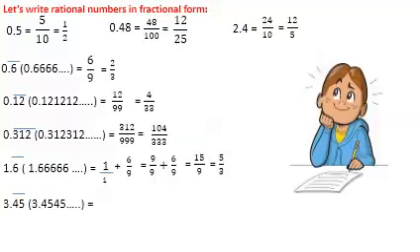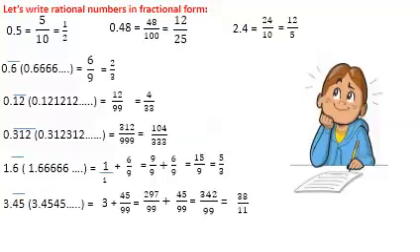Now 3.45 bar, as you can see, I'm going to split the whole part and the decimal part. So the whole part is 3 and the decimal part is 0.454545. So the number repeated is 45. I put it over 99, as you can see here. Also, I do the same denominator and then I add them, then reduce them.